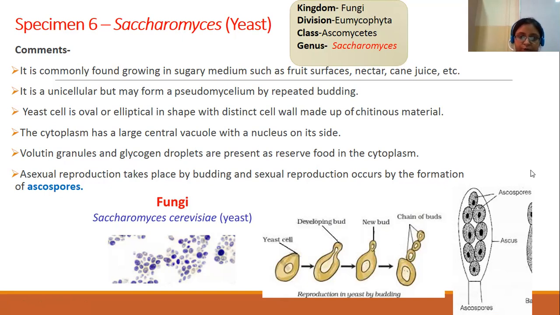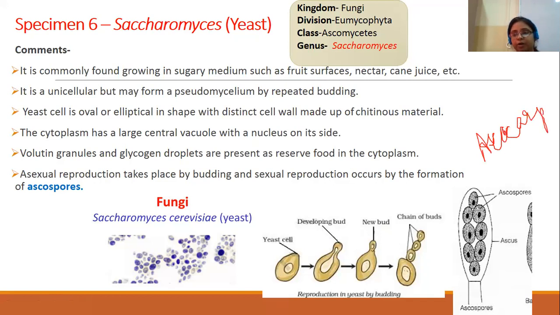Then the sexual reproduction. Sexual reproduction occurs by the formation of ascospores. These are the ascospores that are produced in this sac-like structure, the ascus. They are produced on the fruiting body that is called the ascocarp. This we have done in our regular theory classes.